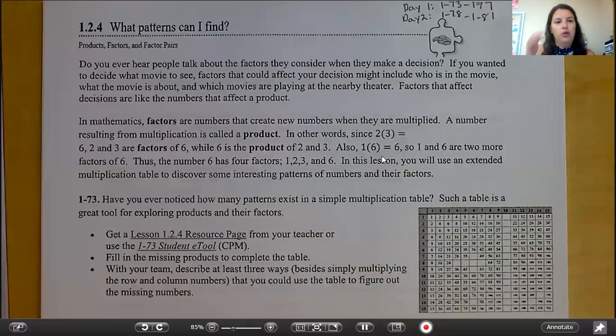Hey everyone, I'm here with your lesson 124. What patterns can I find? Products, factors, and factor pairs.